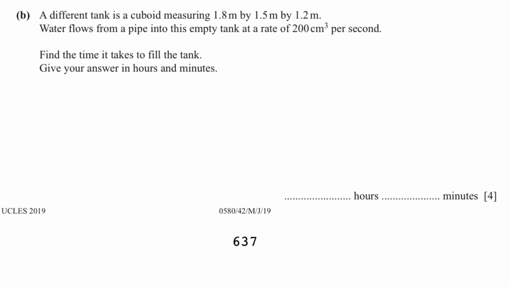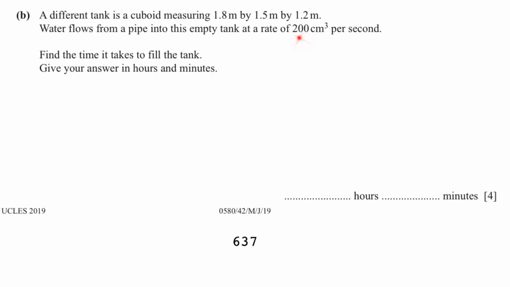Moving on to the next question. A different tank is a cuboid measuring 1.8 meter by 1.5 meter by 1.2 meter. Water flows from a pipe into this empty tank at a rate of 200 cubic centimeter per second. Find the time it takes to fill the tank. Give your answer in hours and minutes.